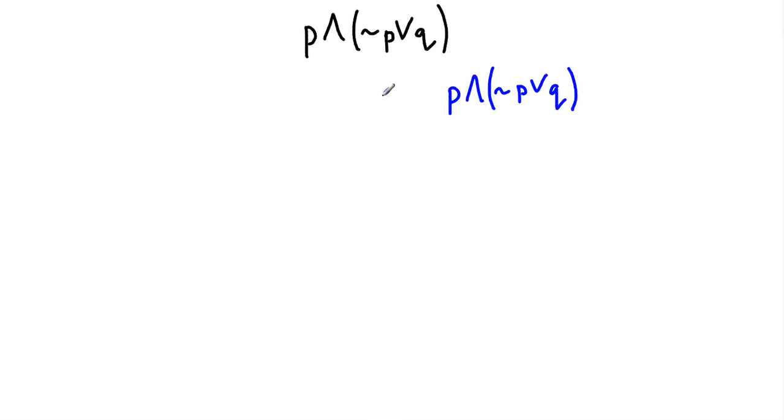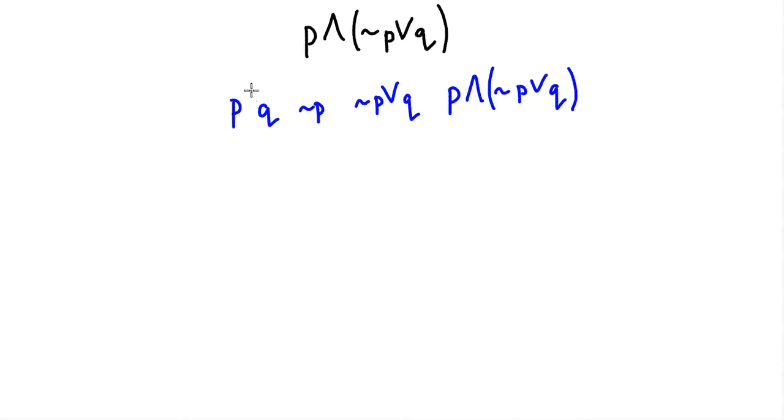So this is our last column. What we also need to get is not P or Q. Now, in order to get this, we need to know what not P is. We need to know then what Q and P are.